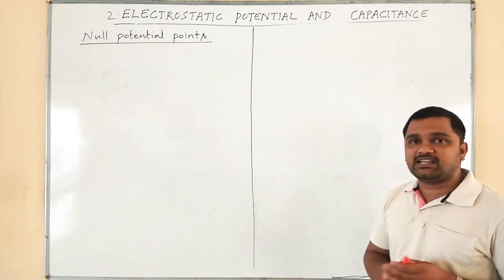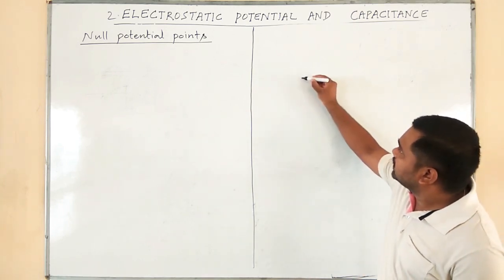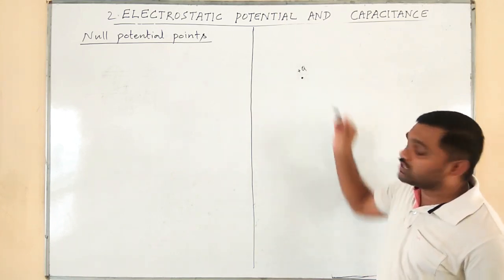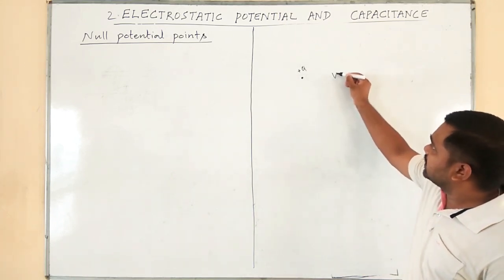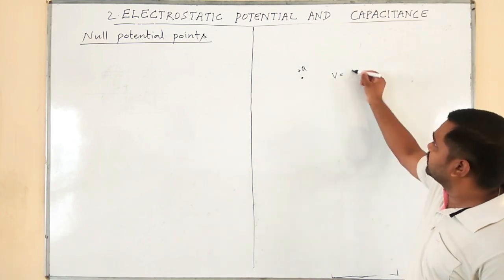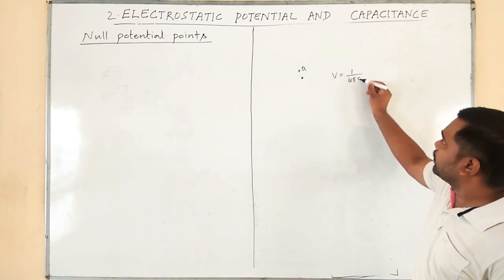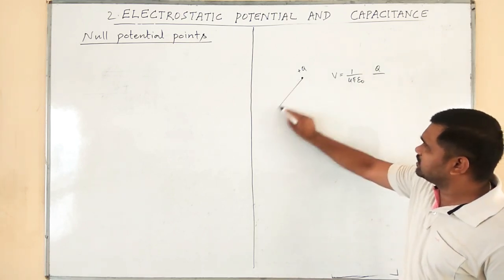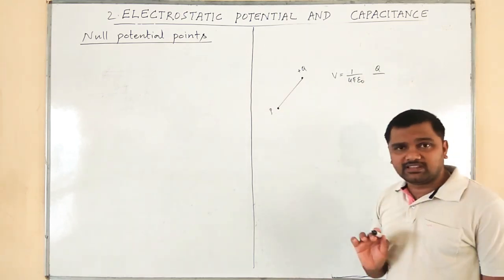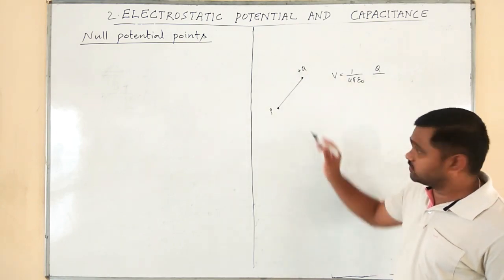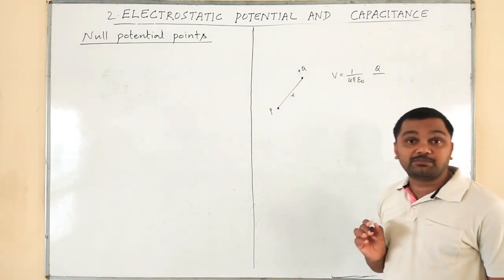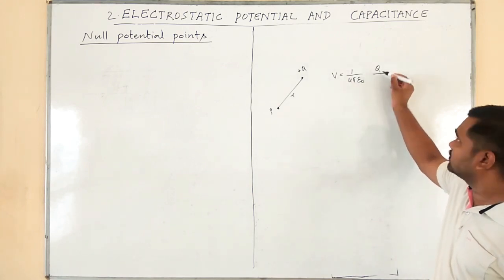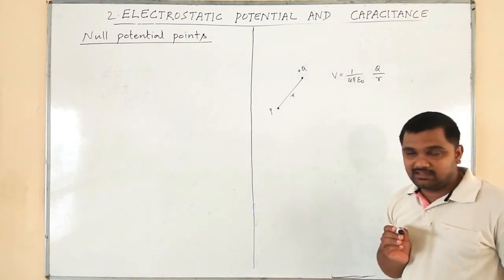In the last class, I told you about the value of potential. In case of a plus Q charge, the electric potential is given by 1 over 4 pi epsilon naught Q divided by r. Suppose at some point P, you need the electric potential due to that plus Q, which is at a distance of some small r. Then V is equal to 1 over 4 pi epsilon naught Q divided by r.